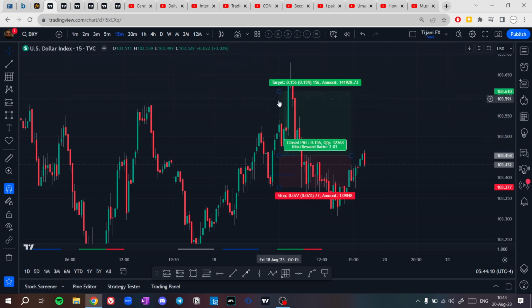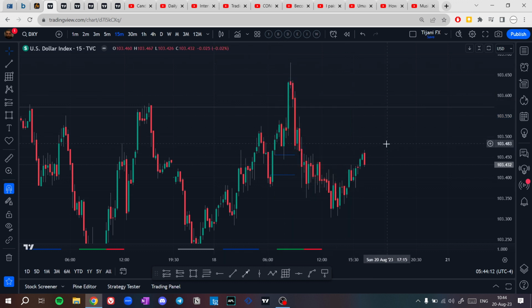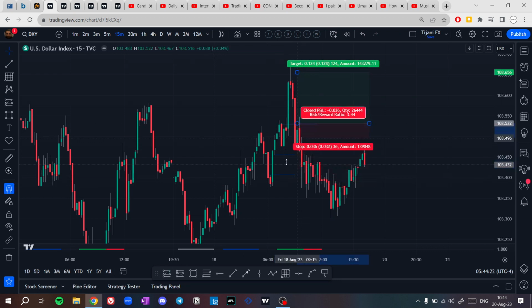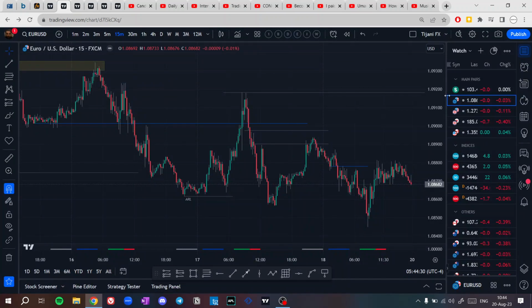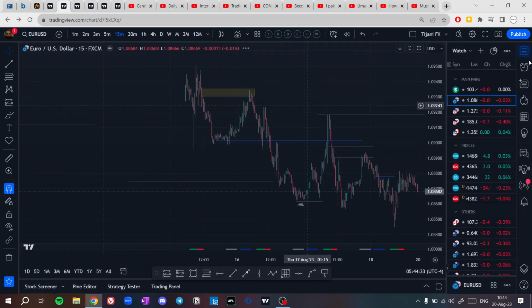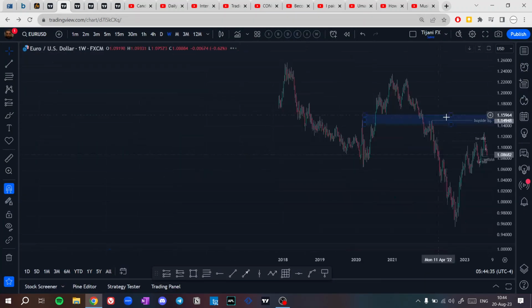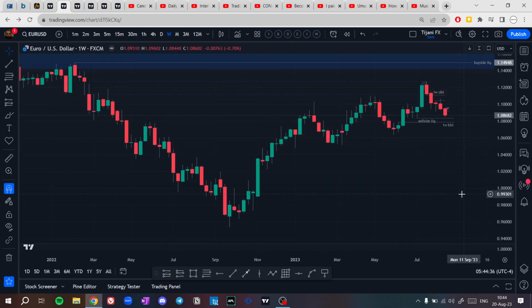Then price has given that. And then I took another trade. If I remember, I took another trade at this order block. The stop loss here. But price, as you see, it took me out. So it was a loss. On EURUSD, what we see, apparently it is the same.